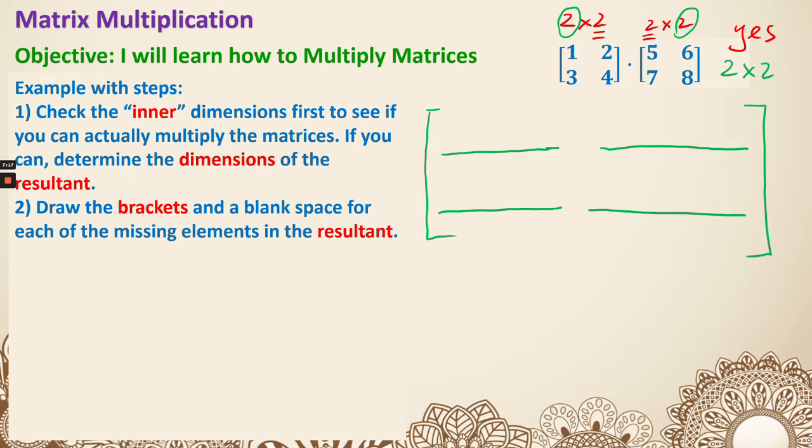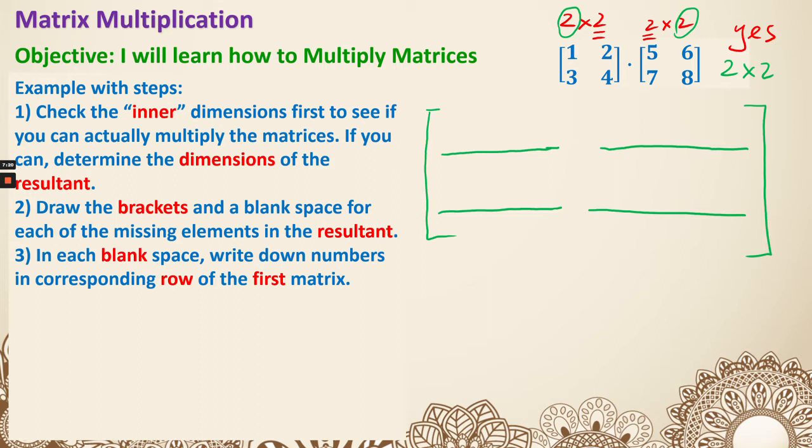Now it's time to get to the real stuff. Step 3. In each blank space, write down numbers in the corresponding row of the first matrix. First matrix, we're going to look at the row. So 1, 2, that is the row. We're going to write these 2 numbers inside each space of the first row. And we are spacing them out because we're going to need space for columns later. And now the second row right here. So I'm going to write them in the second row in each space. 3, 4, 3, 4. That is step 3.